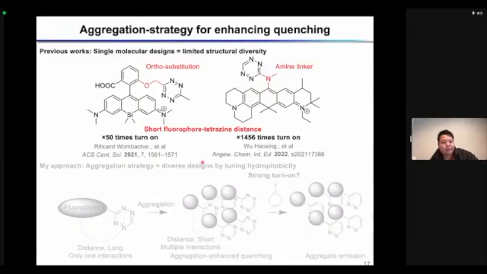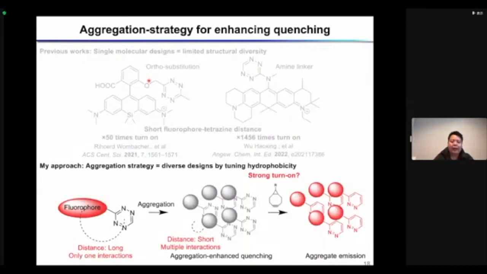The previous studies have focused on designing single molecular systems which had a short fluorophore tetrazine distance. As you can see here, by using the ortho substitution of the tetrazine unit or using the amine linker, the tetrazine and fluorophore got a closer distance so that the emission quenching efficiency of the tetrazine can be enhanced. However, those single molecular systems are first hard to synthesize, and because of the structure limitation, they restrict the structure diversity. So I wanted to find a more general strategy to boost tetrazine's quenching efficiency. And here I have focused on the strategy which we named the aggregation strategy.